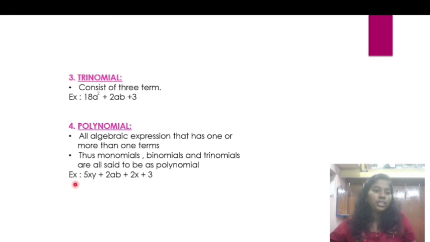Okay, so here I have also given an example, 5xy plus 2ab plus 2x plus 3. So this is an example of a polynomial which consists of four terms. Okay, so a polynomial has no fixed number of terms. It may have any number of terms. So this is nothing but a polynomial, and this is the last point of our session.